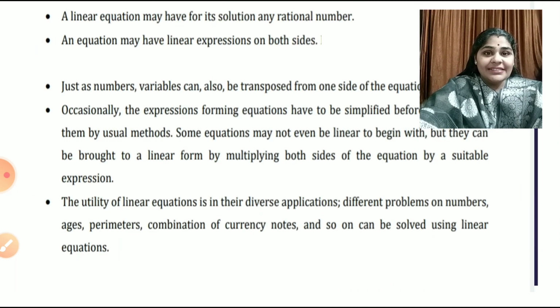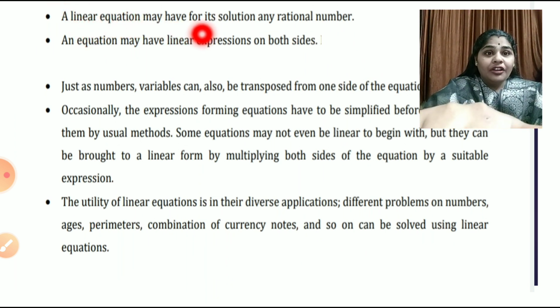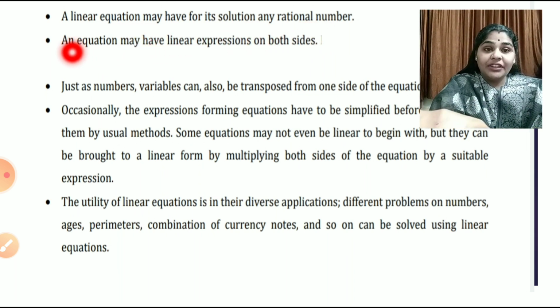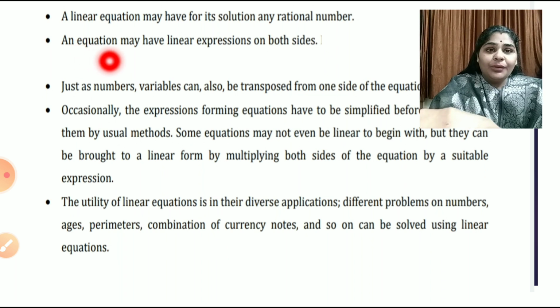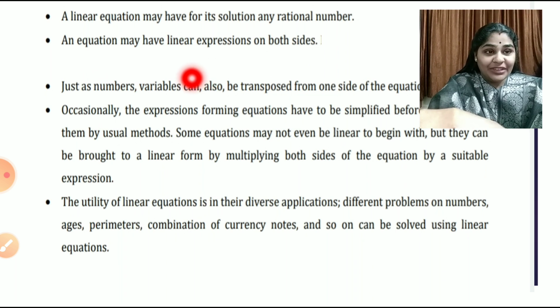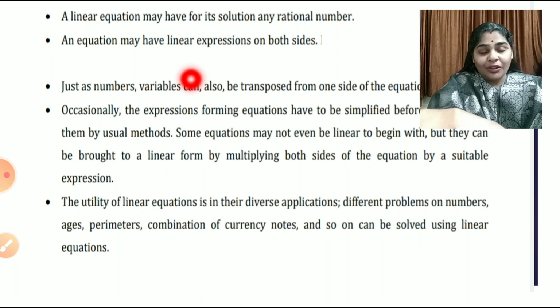Next is a linear equation may have for its solution any number, children. You have seen so many exercises we have done, and we can get any rational number as a solution, children. It is not that we will get only a whole number, it's not like that, right? We can get any rational number. An equation may have linear expressions on both the sides. Okay, especially in the last one we have seen both the sides we get the expressions, and we transpose, we solve further, we open the brackets, and then we solve.